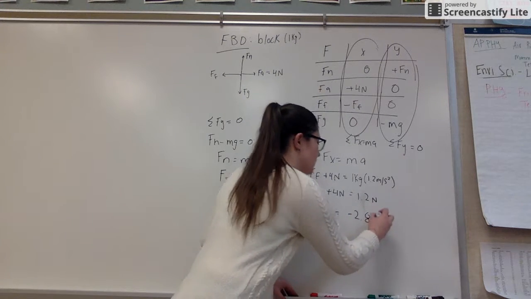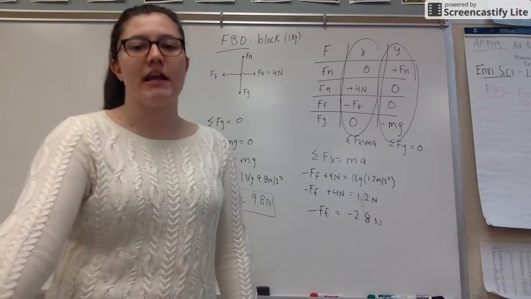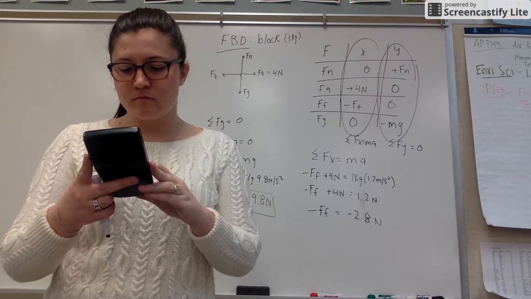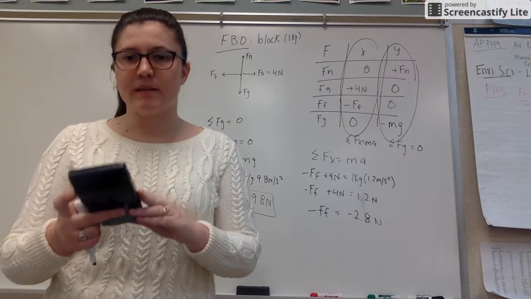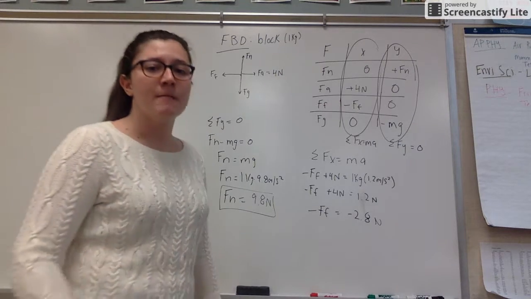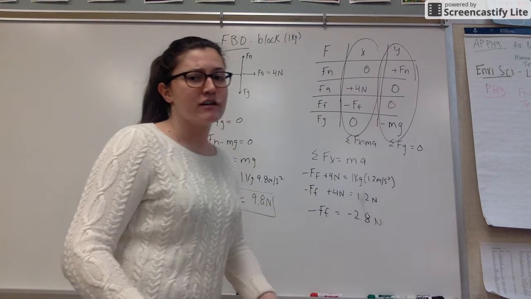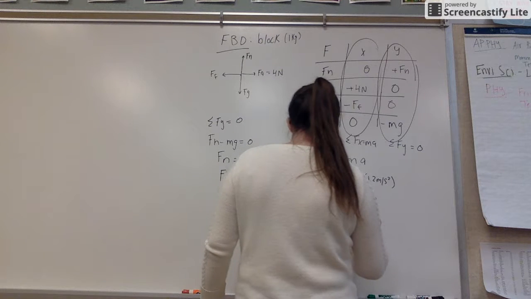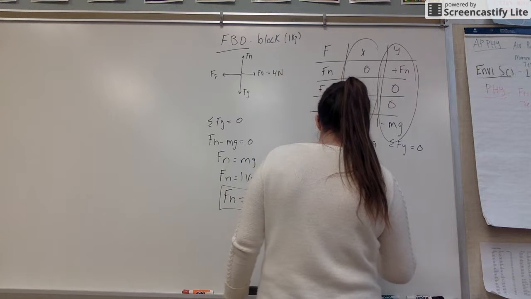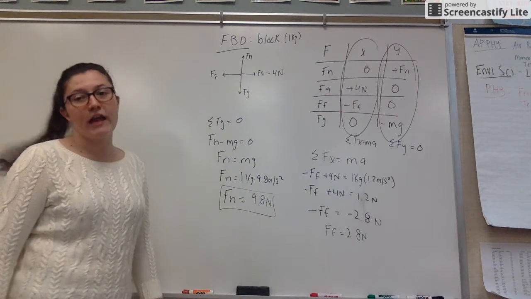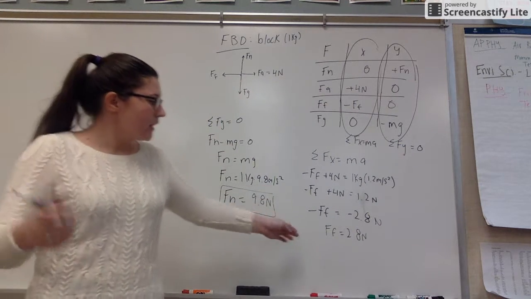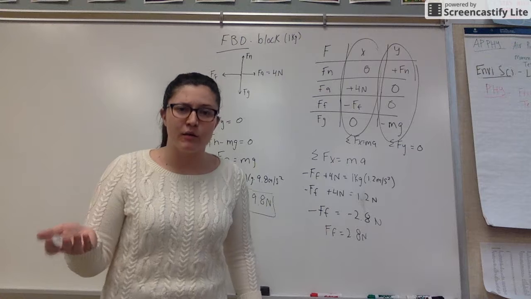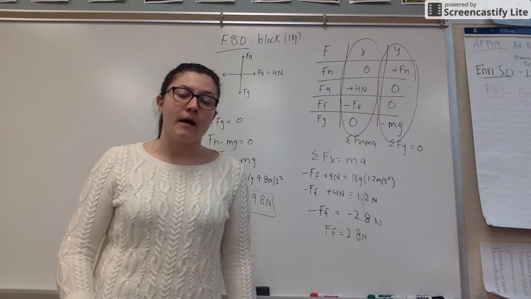We get negative force of friction is equal to negative 2.8. Let me just double check that that's right. Yes. Negative force is equal to negative 2.8. Multiply both sides by negative 1 to get the force of friction, which we know is going to be equal to 2.8 newtons. Great. Well, for force of friction equal to 2.8 newtons, that's fine, but we're going to need to know mu for the next part of our example, part B.